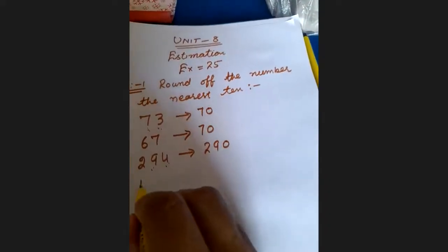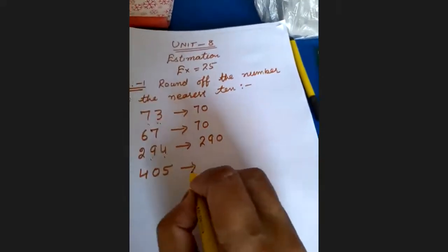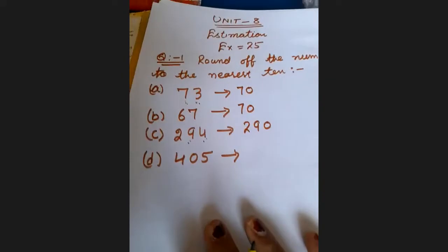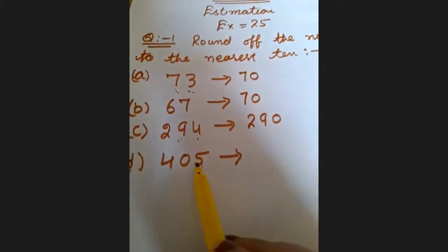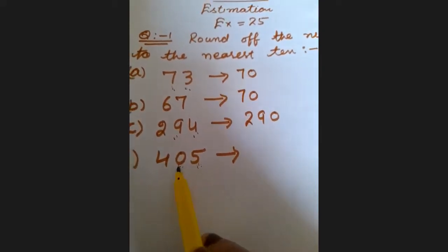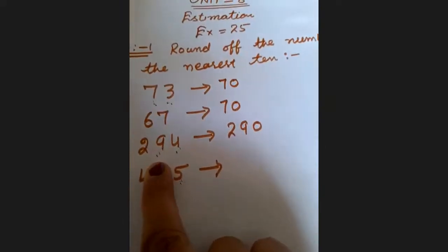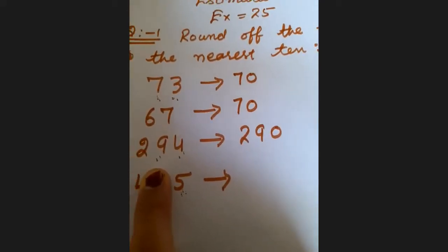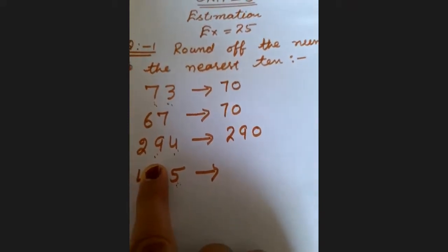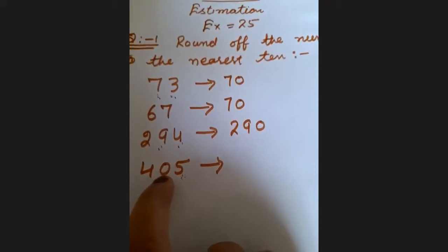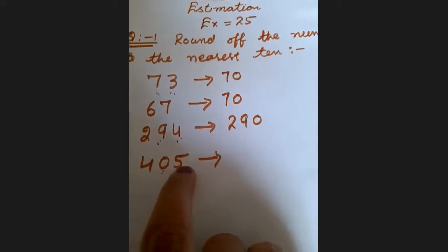Next is part D. Now your number is 405. Find the round off of the number to the nearest 10. Ones, tens. Now 5 is at ones place and 0 is at tens place. Put your finger on the tens place and our next number is 5. If this number is 5 or greater than 5, then this number will increase one step. So the nearest value is 410.